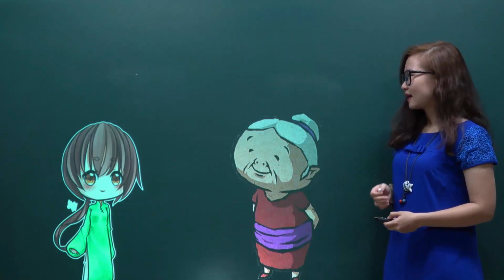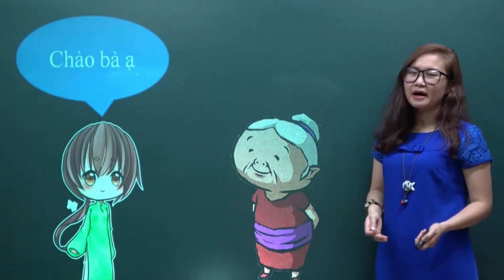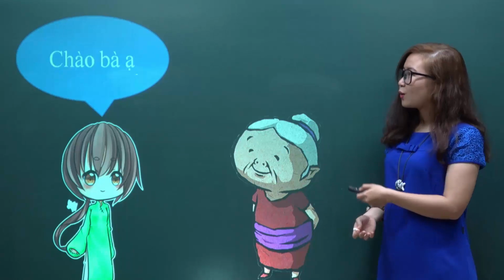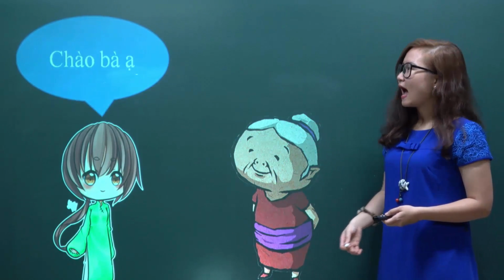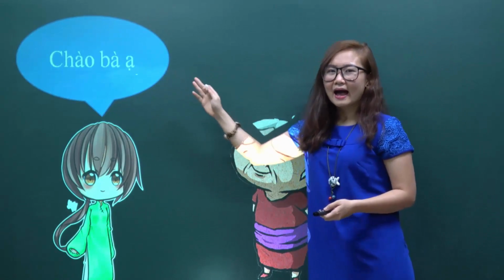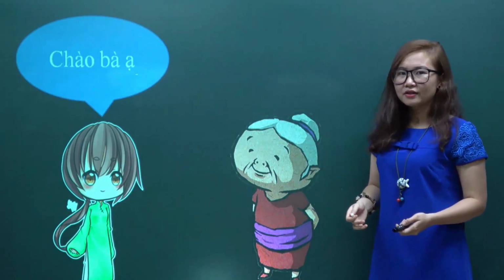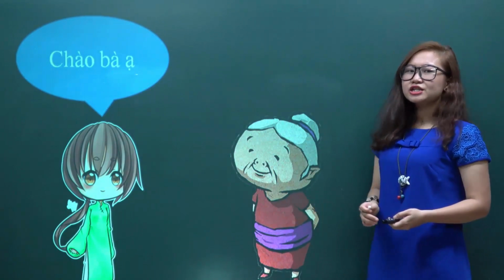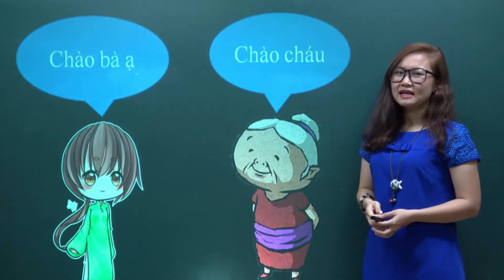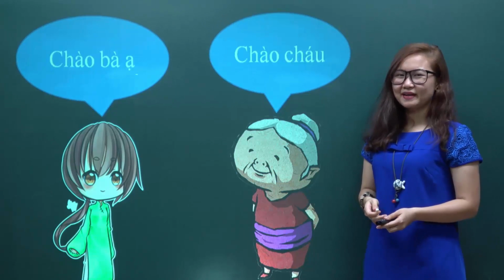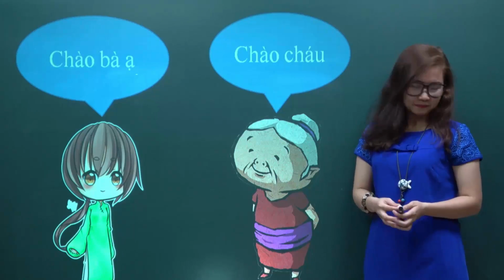Next, when I meet a woman who is the same age as my grandmother, how will I say it? Yes, you see here, I will say chào bà ạ. Bà means grandmother, and she will say chào cháu, which means hello grandchild. Okay, so now I will give you one more example.